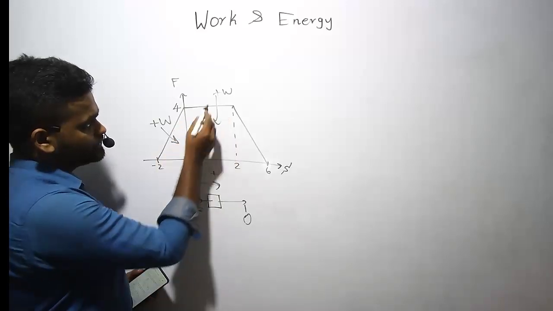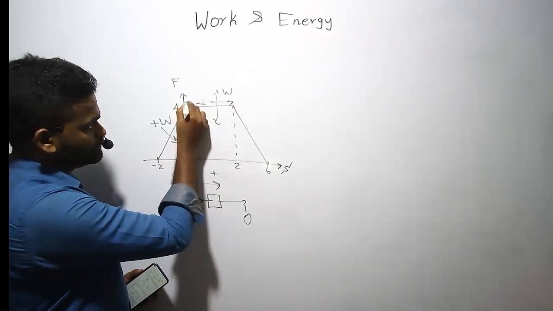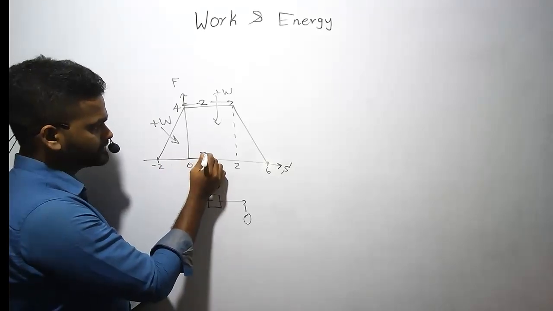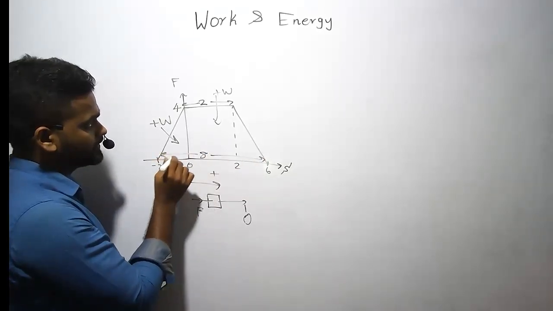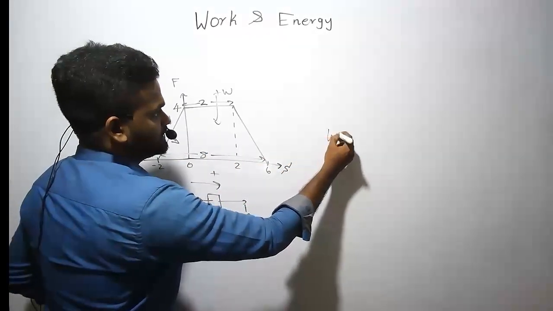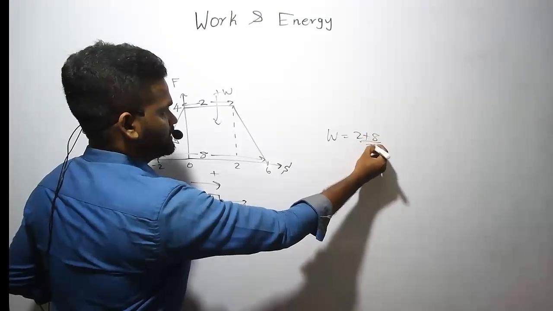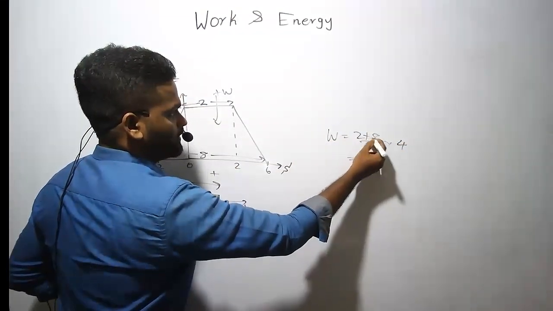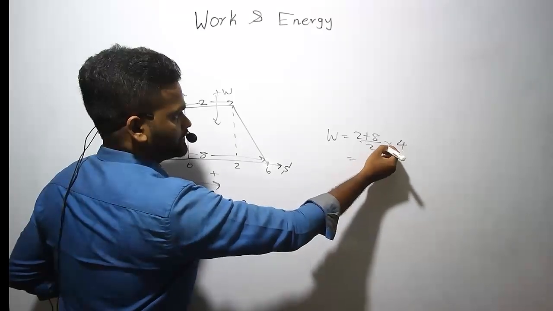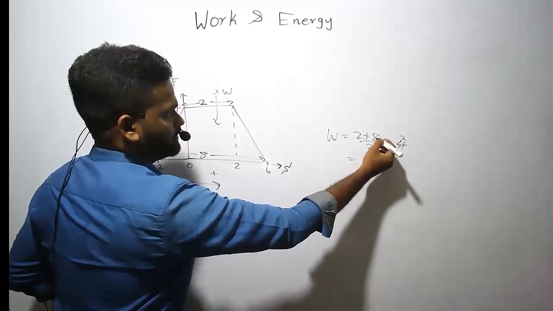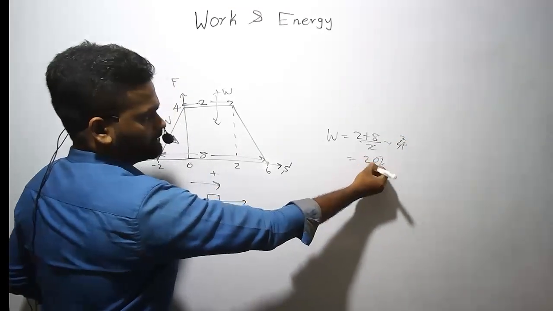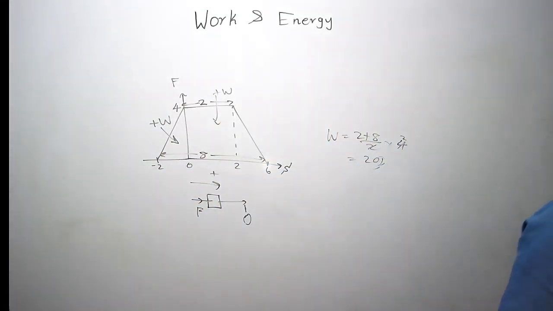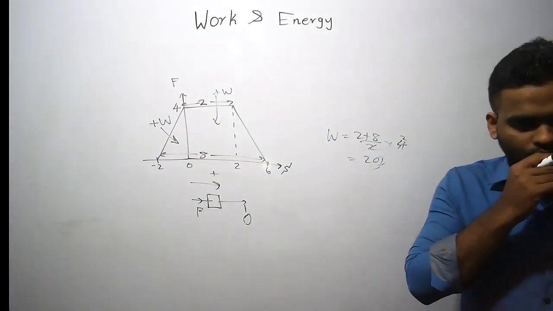So this length is 2, right? This length is 6 plus 2, 8. So what is the work? 2 plus 8 divided by 2 times height. Height is 4. What do you get? 20? 20 joule. Yeah, correct. Did everyone understand? 20 joules.